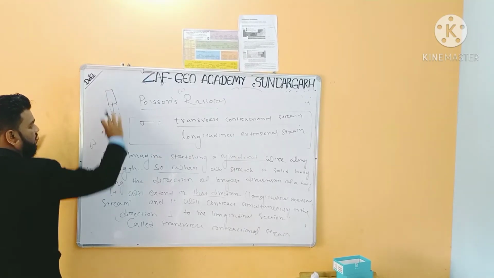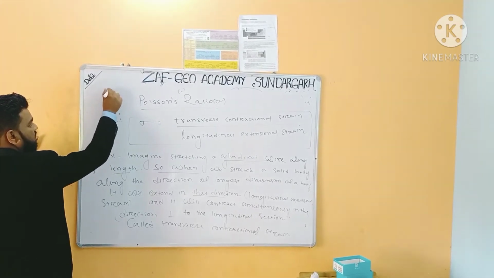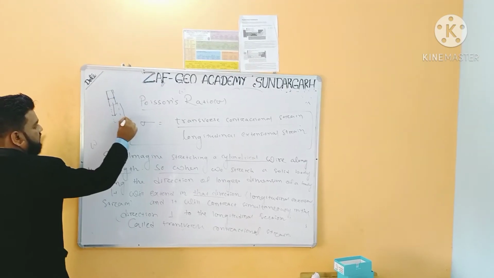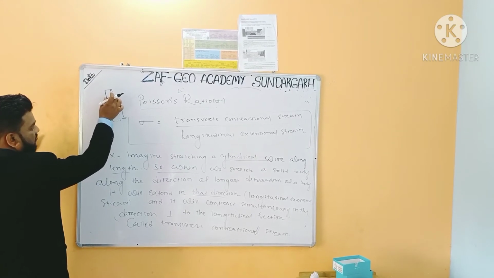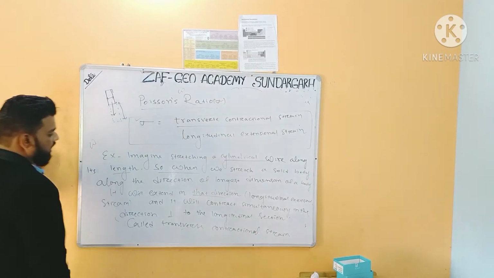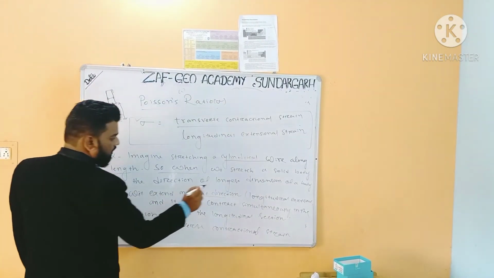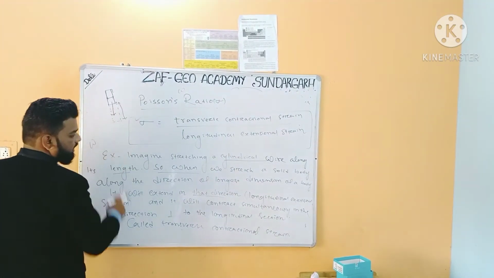And simultaneously when it is stretching, the breadth will contract. The contraction takes place here, and the extension takes place here. So this contraction divided by this extension, we call this sigma. That is what I have written here. So when we stretch a solid body along the direction of the longest dimension of the body, it will extend in that direction.